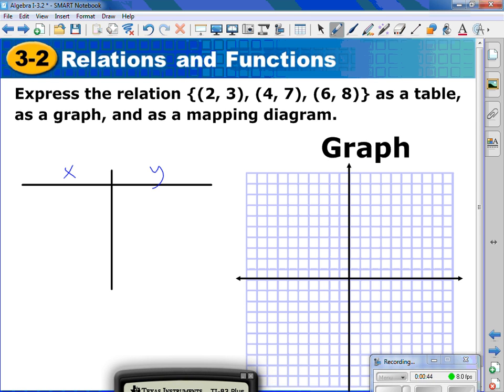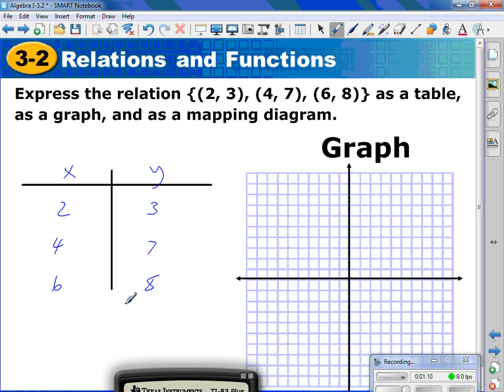On the T-chart, I'm going to put the X and the Y. Which numbers are my X values? 2, 4, and 6. Which numbers are my Y values? 3, 7, and 8. Now, make sure that you match them up properly.